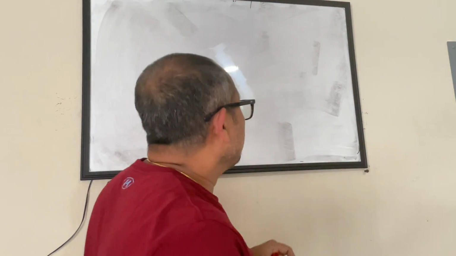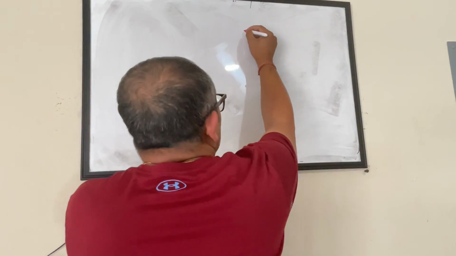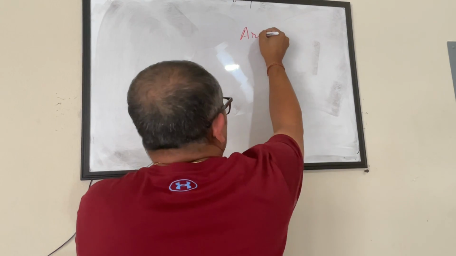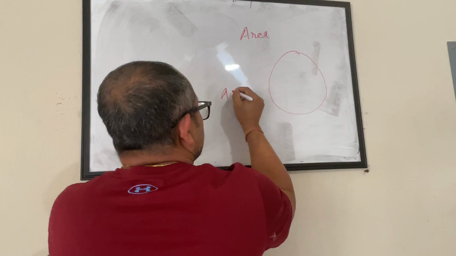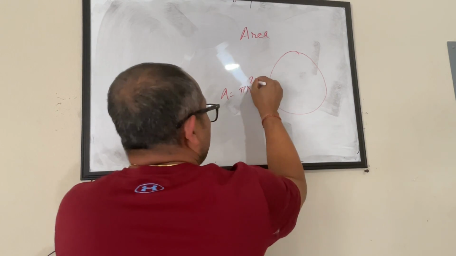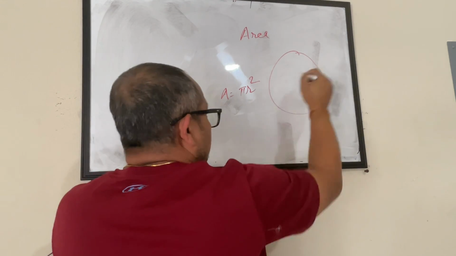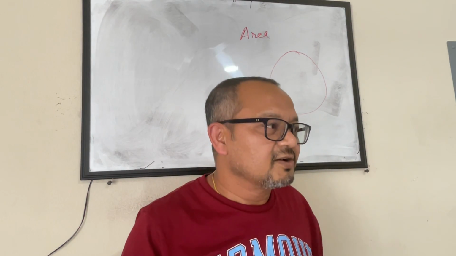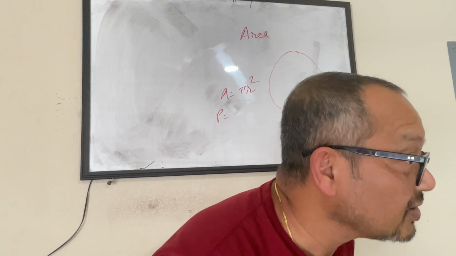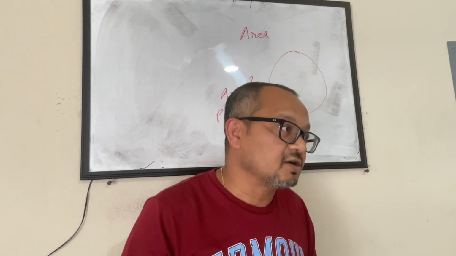So today we'll jump from area to volume. Before I move on, I'm assuming that you guys know the area of a circle is pi r square and the perimeter of a circle, I'm sorry, is 2 pi r.